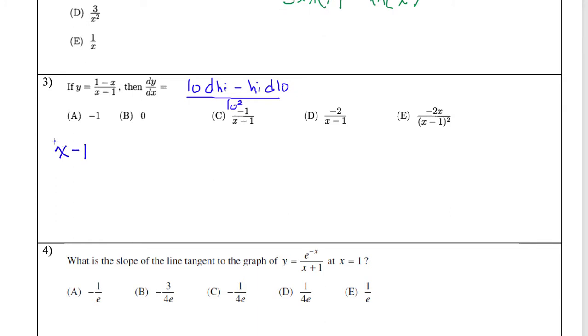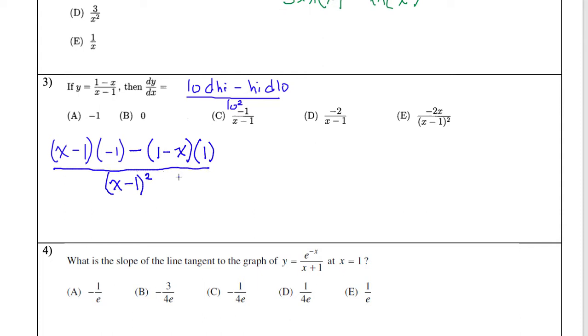X minus 1, that is going to be multiplied by d high, the derivative of the numerator, which is negative 1, because I still have that negative x. Now I need to subtract the high, the numerator 1 minus x, times the derivative of the denominator. The derivative of x is just 1. All of this is going to be divided by low, x minus 1 quantity squared. And remember my tip for you, do not FOIL out the denominator. Leave it like this because usually they leave it like that as well.